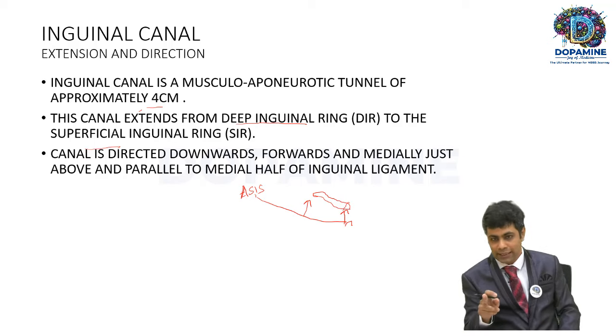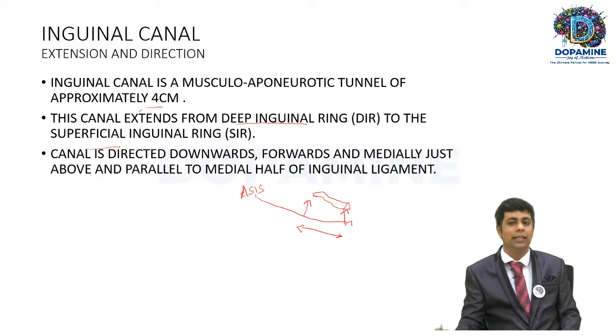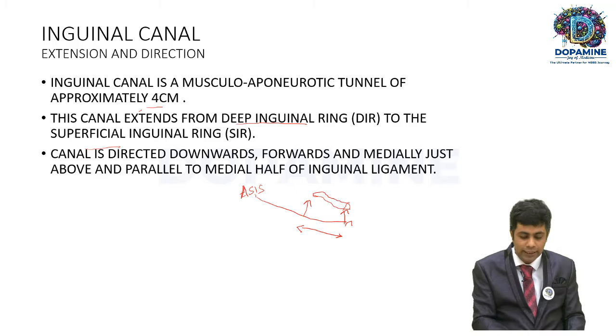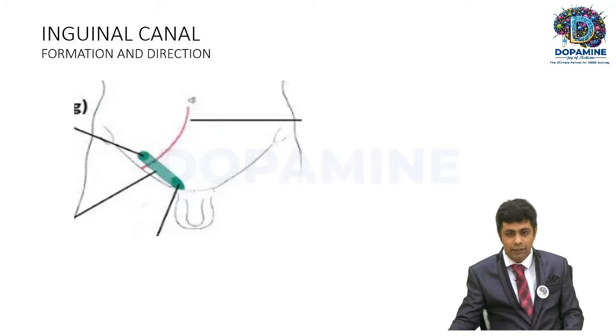So the canal is directed downwards, forwards and medially, just above and parallel to the medial half of the inguinal ligament, so not the entirety of the inguinal ligament, but the medial half. So this is the definition of the inguinal canal. You can look at the picture and see there are two extensions here. One extension here is the superficial inguinal ring, and the other extension is called the deep inguinal ring. So this is the extension of the canal.